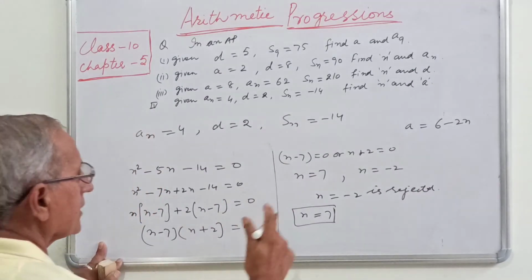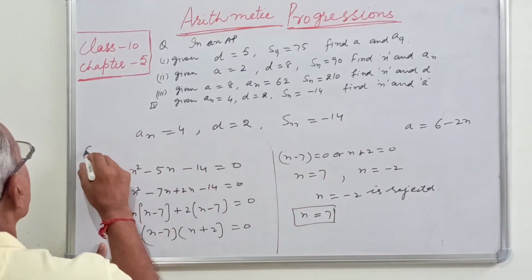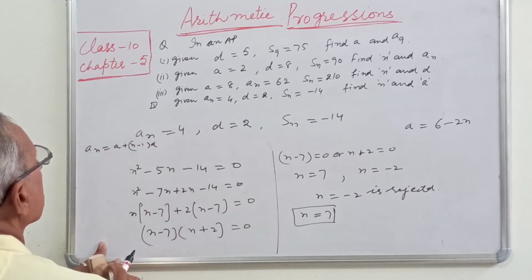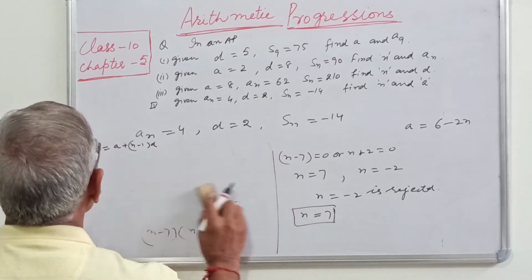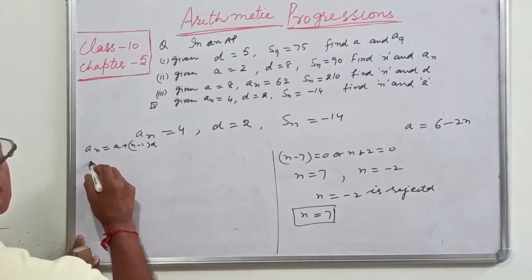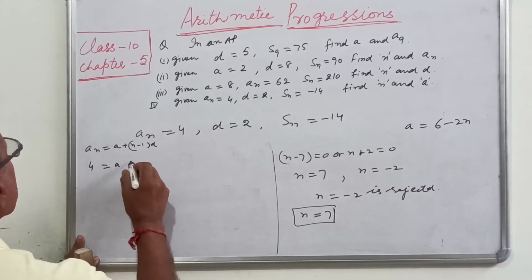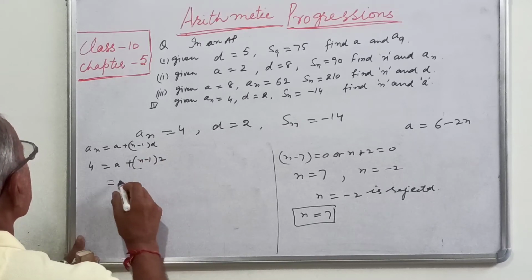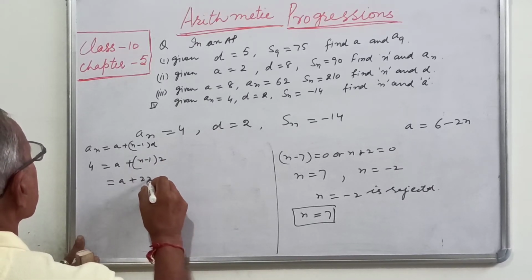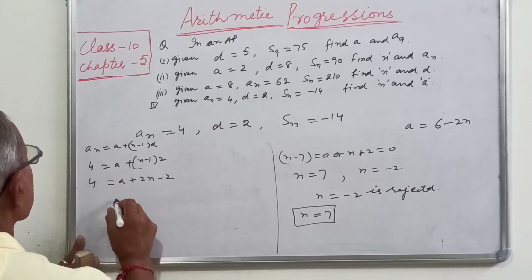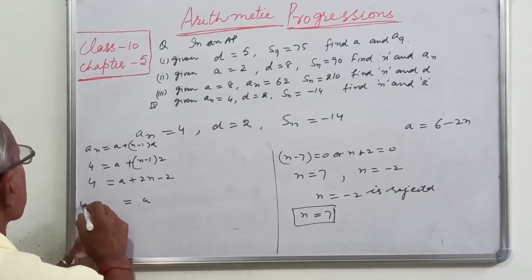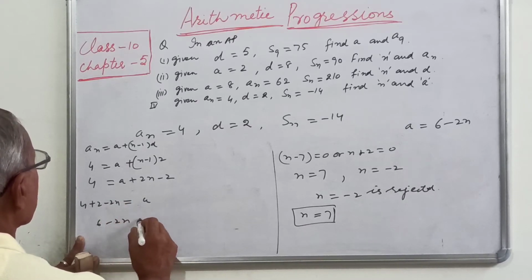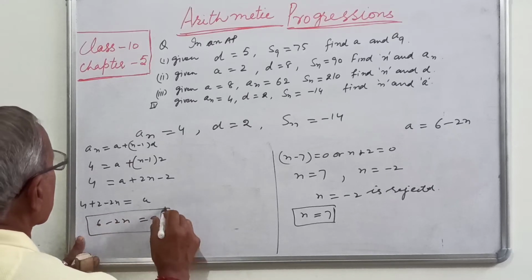हम उसको दोबारा चेक कर लेते हैं क्योंकि हमने यहाँ लिखा था a_n is equal to a plus n minus 1 into d. So 4 बराबर था a_n, minus 1 d था 2, सो हो गया a plus 2n minus 2 that is equal to 4. So value of a was 4 plus 2 minus 2n. तो 6 minus 2n ये वैल्यू थी a की जो हमने पहले निकाली थी.